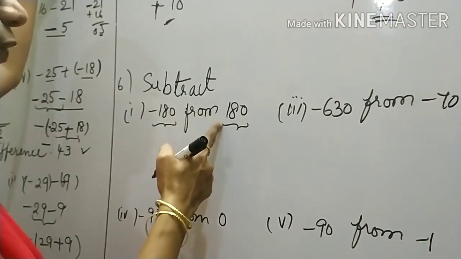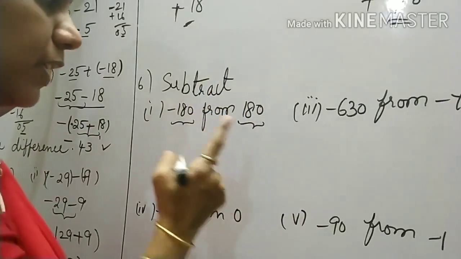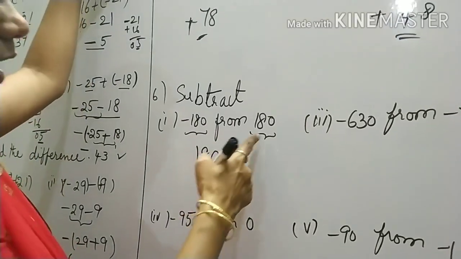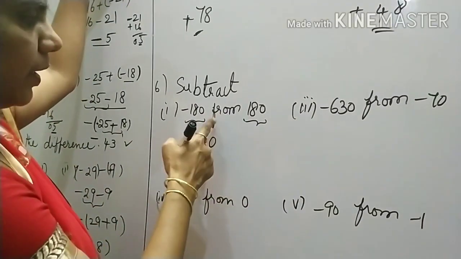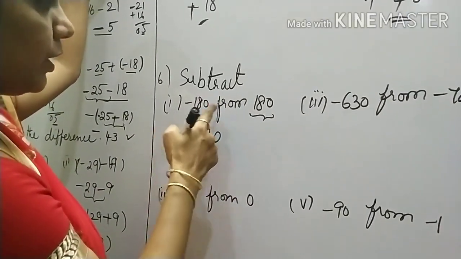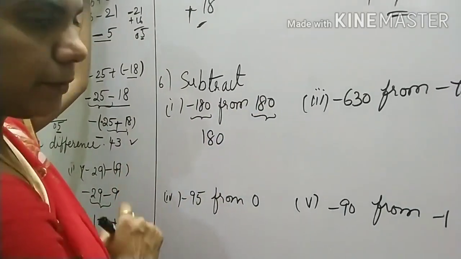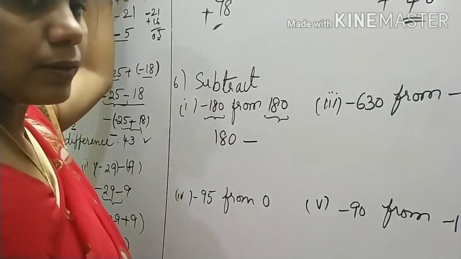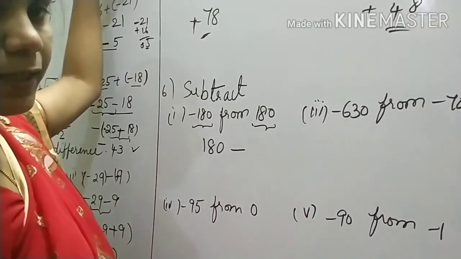Here we have to subtract from the second number. So we have to write the second number first. I am writing 180. Subtract minus 180 from 180. I am writing 180 here. We have to subtract from this one, so I have to subtract the first number.